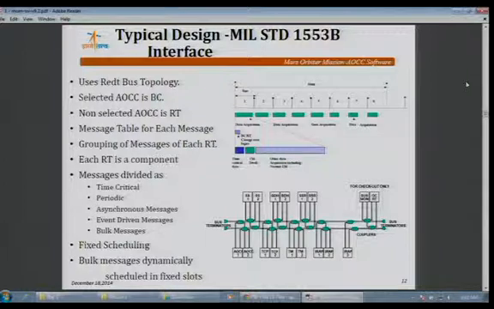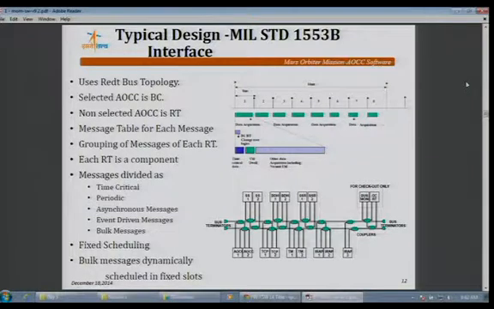And there will be a message table, like a component, for each message. There is a grouping of the messages done in different aspects. Like there are time critical messages which are scheduled exactly at a particular start time, or they are divided as periodic or asynchronous, or some are event-driven messages. When there is some requirement, they are generated. And there are also provisions to transfer bulk messages which are periodically scheduled whenever there is available time.